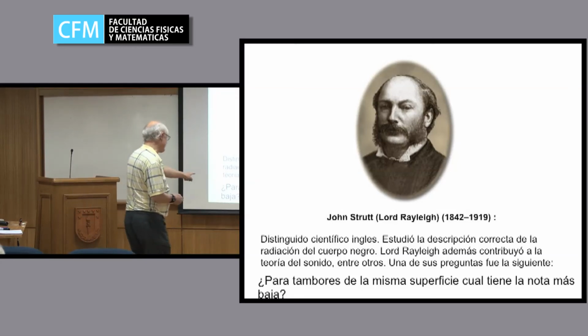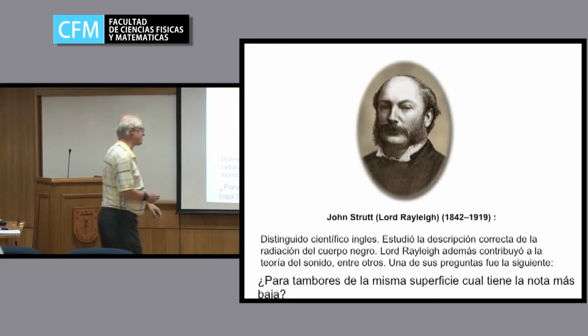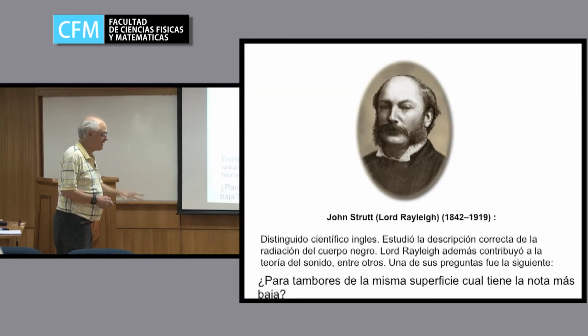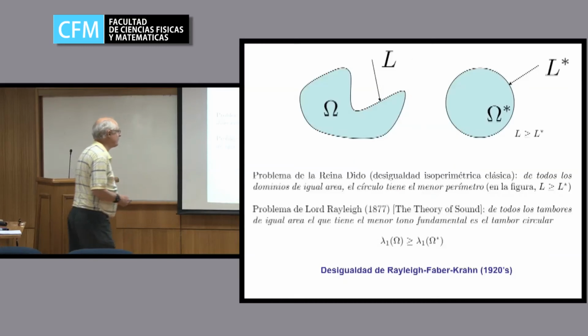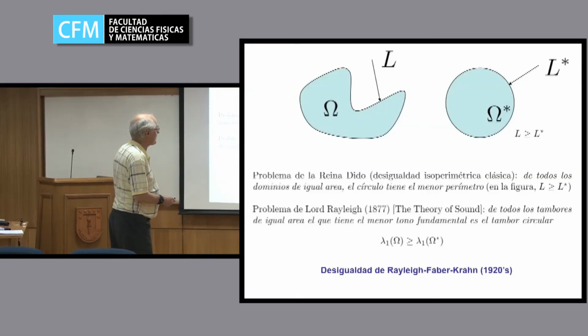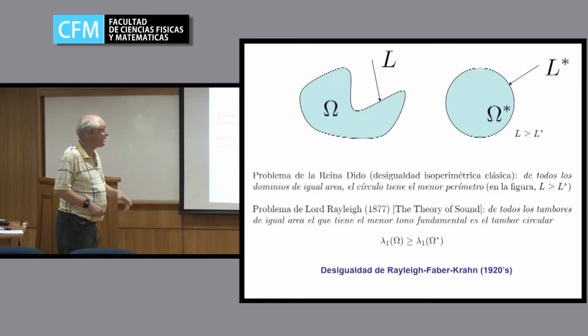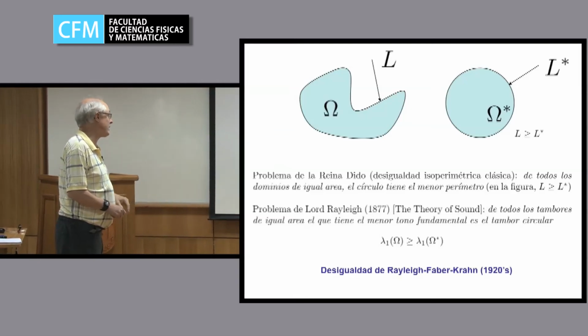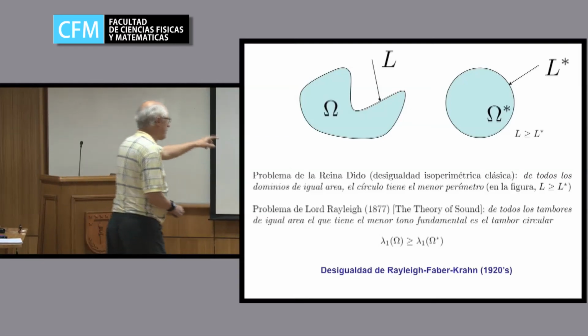But he asked the following question: for which drum of the same area do you get the lowest bass note, the lowest fundamental tone? For that problem, it's really connected back to the isoperimetric problem. It's very similar. In fact, it's called an isoperimetric problem of mathematical physics. So this was his problem.